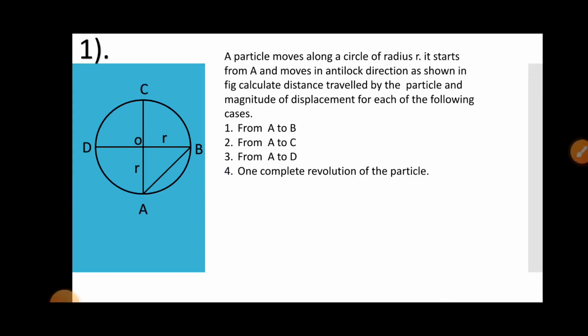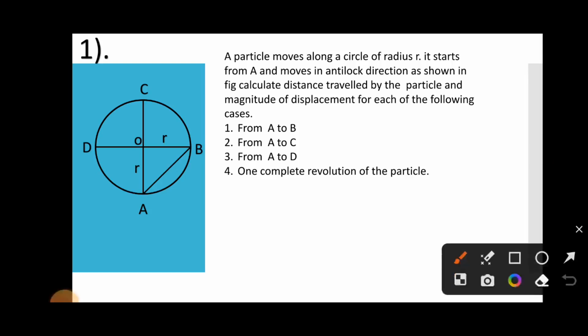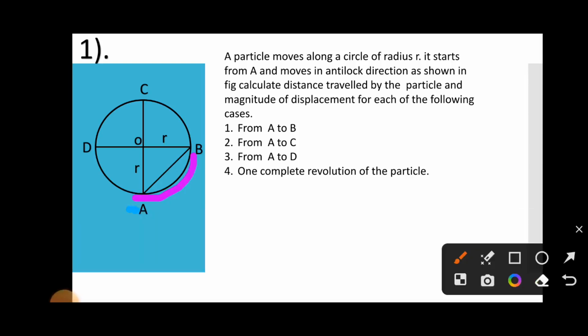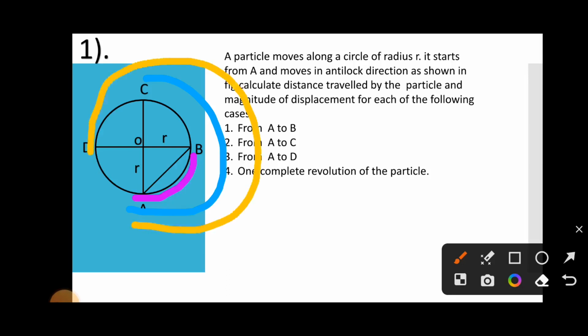Calculate the displacement travelled by the particle and magnitude of the displacement for each of the following cases. In the first case, the particle moves from A to B. In the second case, the particle moves from A to C. In another case, the particle moves from A to D. And in the fourth case, the particle moves from A to point A, one complete revolution of the particle.